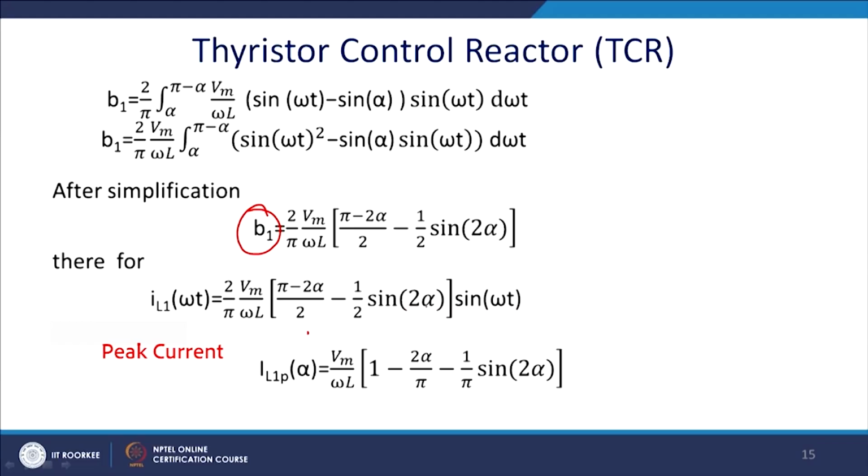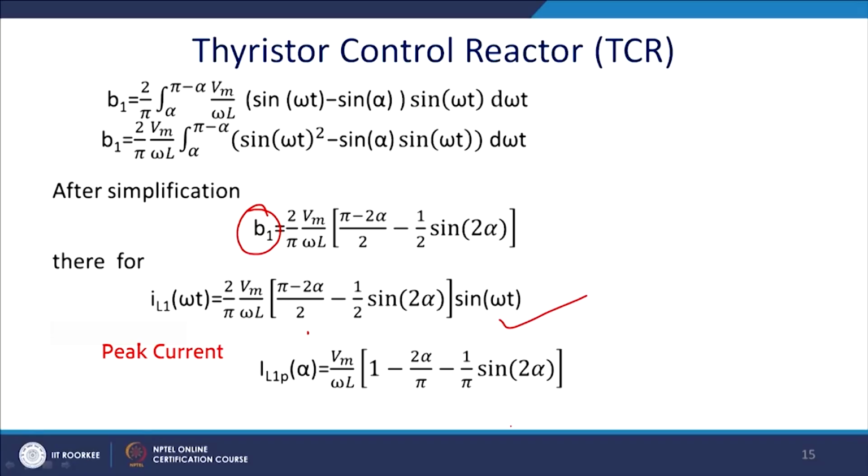So, let us substitute it in B1, that is the fundamental of IL1. Essentially what you will get is 2 by pi Vm by omega L times (pi minus 2 alpha by 2 minus half sin alpha) into sin omega t. Thus the fundamental current of TCR is given by Vm by omega L times (1 minus 2 alpha by pi minus 1 by pi sin 2 alpha). So, you can find how it is changing.